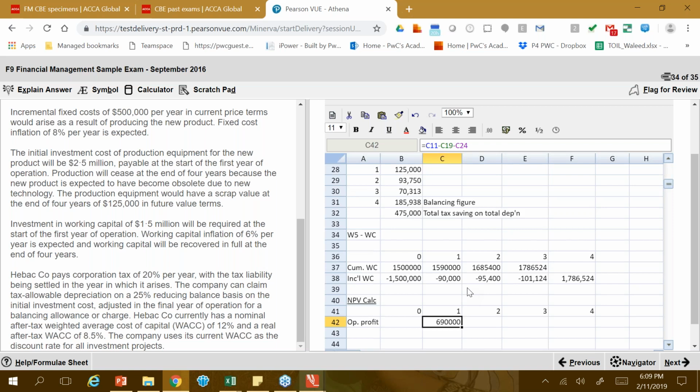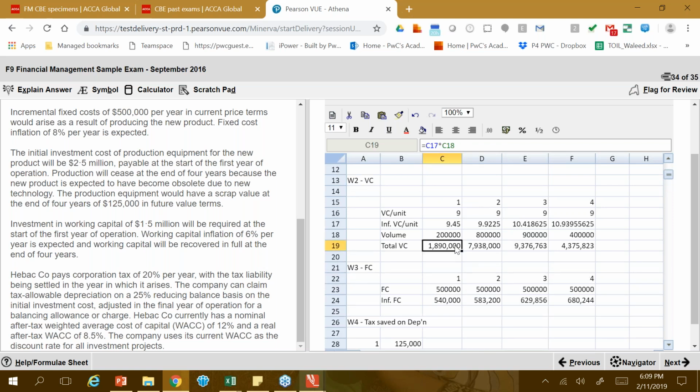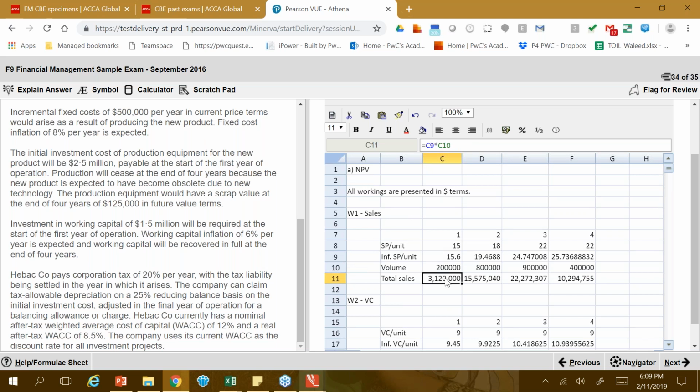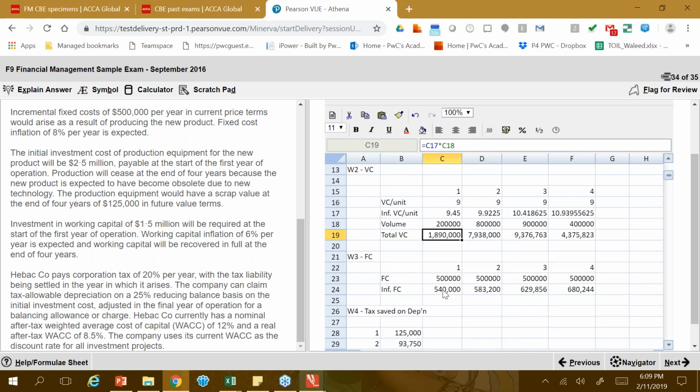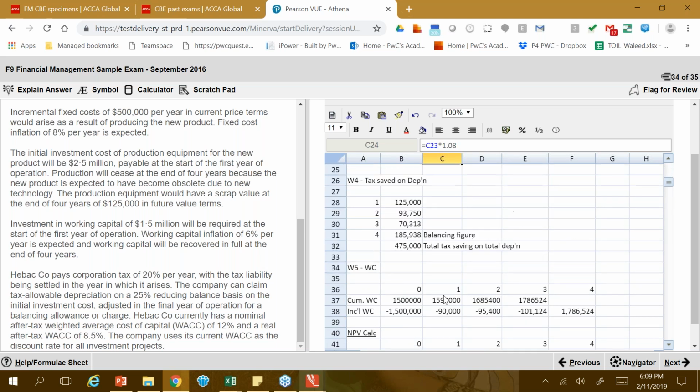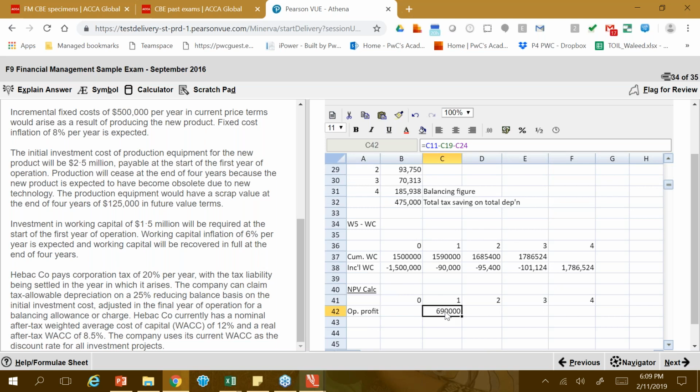We've taken the sales of the first year, C11, minus the variable cost of the first year, which is C19, and then the fixed cost of the first year, C24. So C11 minus C19 minus C24 gives me the operating profit of the first year. Now there's no need to fill in the remaining cells.